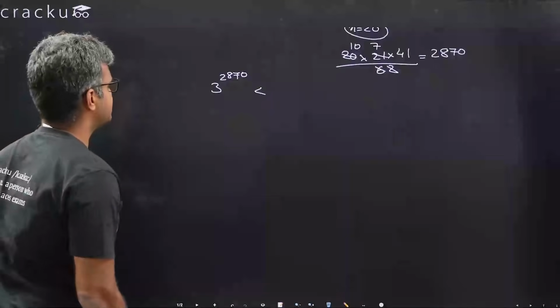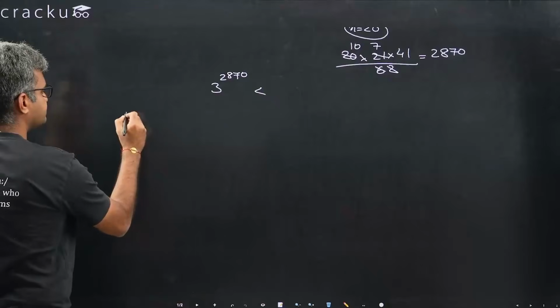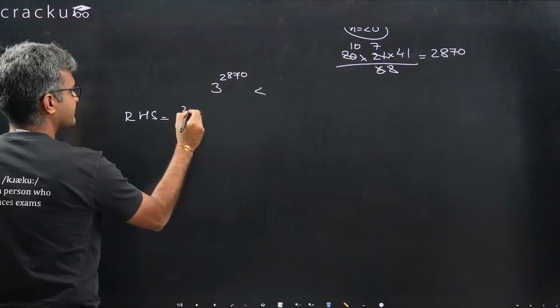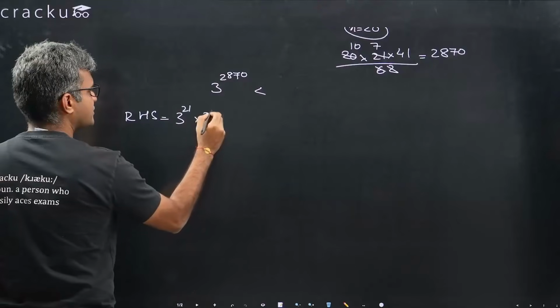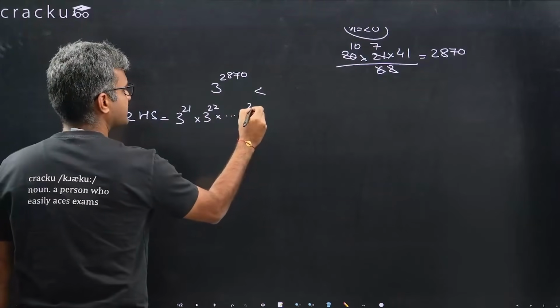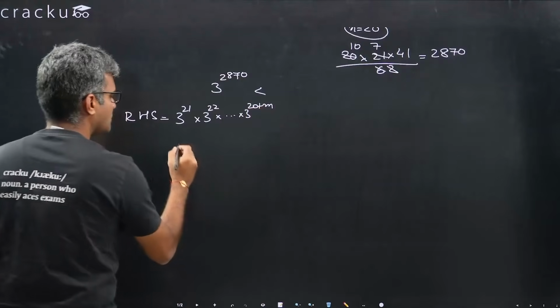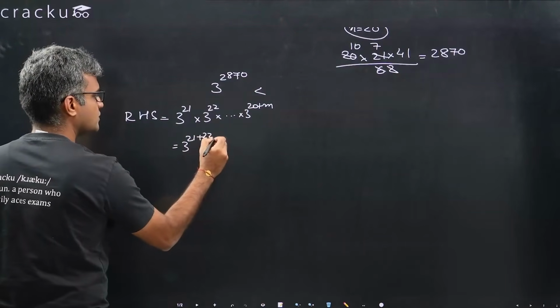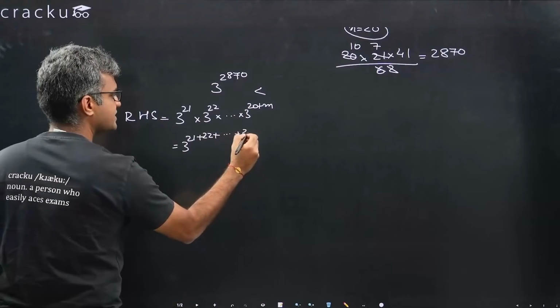If you are looking at the right hand side, let us look at the right hand side now. a21 is 3 to the power 21 into a22 is 3 to the power 22 into dot dot dot dot into 3 to the power 20 plus m. Or this will be equal to 3 to the power 21 plus 22 plus dot dot dot plus 20 plus m.